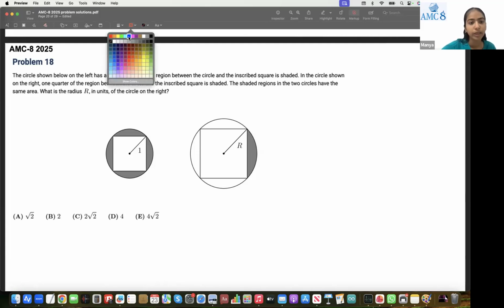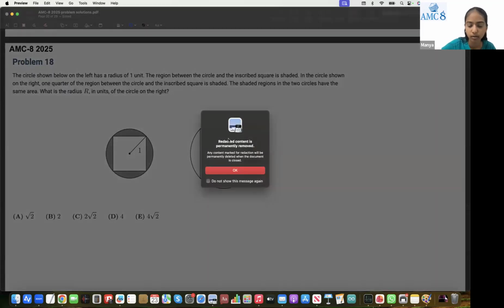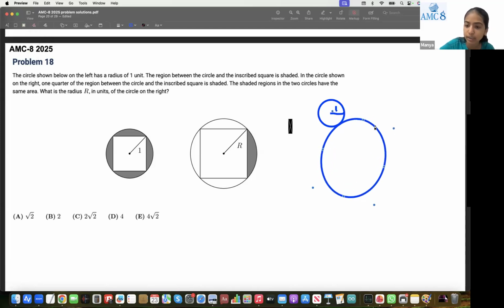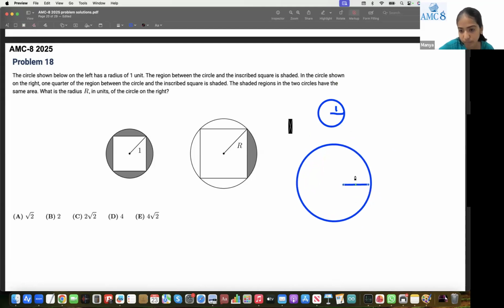So here, suppose that we have a circle over here, and suppose that the radius of this is equal to 1. But then we have another circle over here. It's a bigger circle, and suppose that the radius of this is equal to 2.